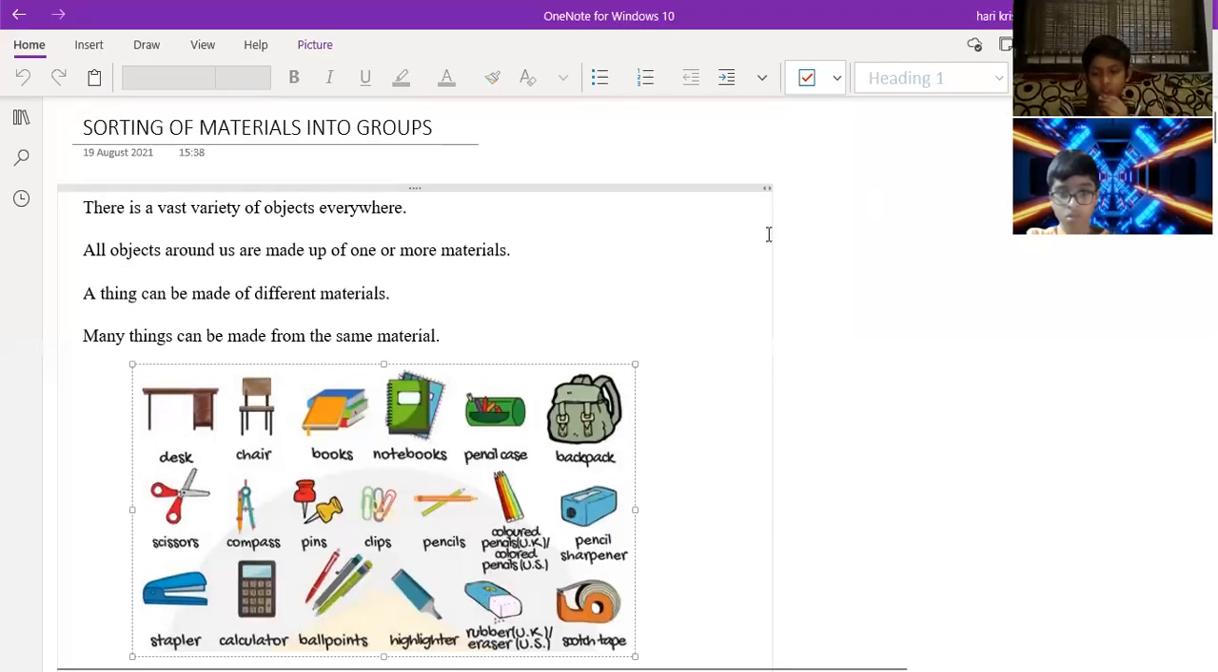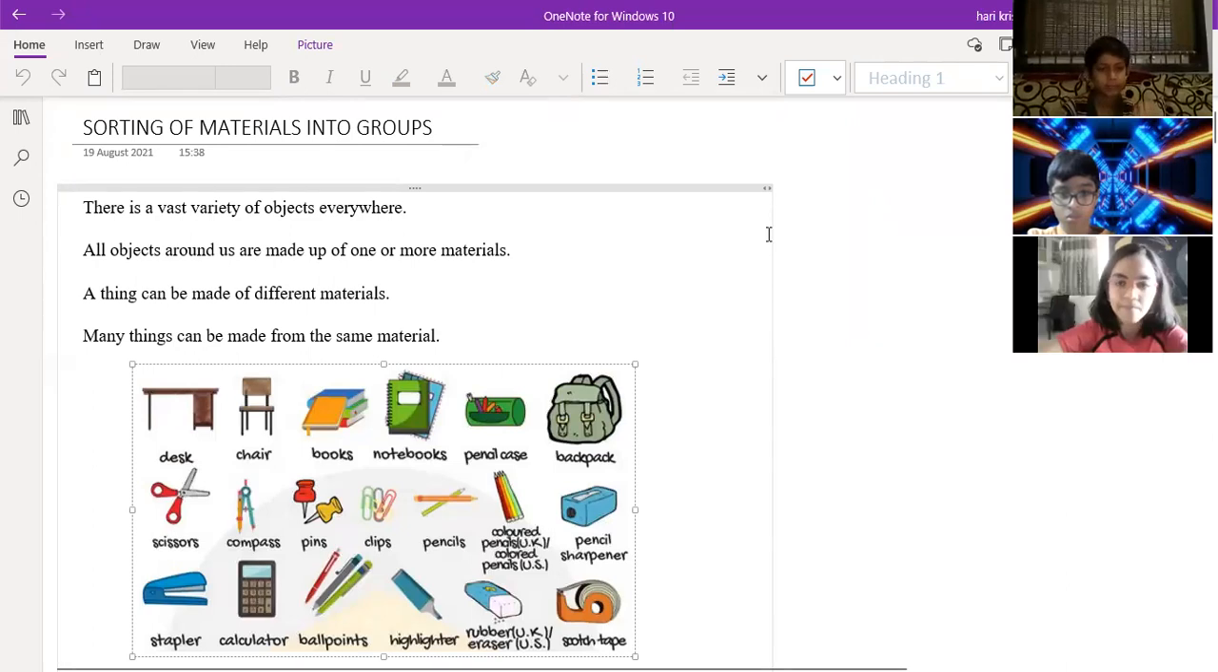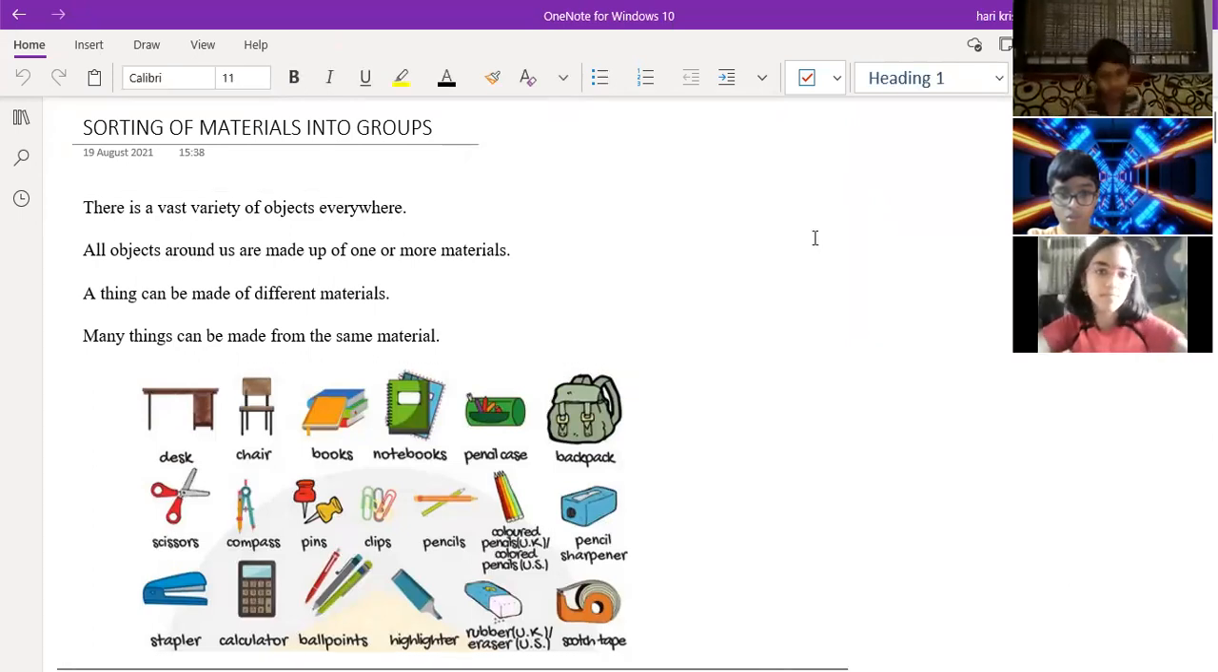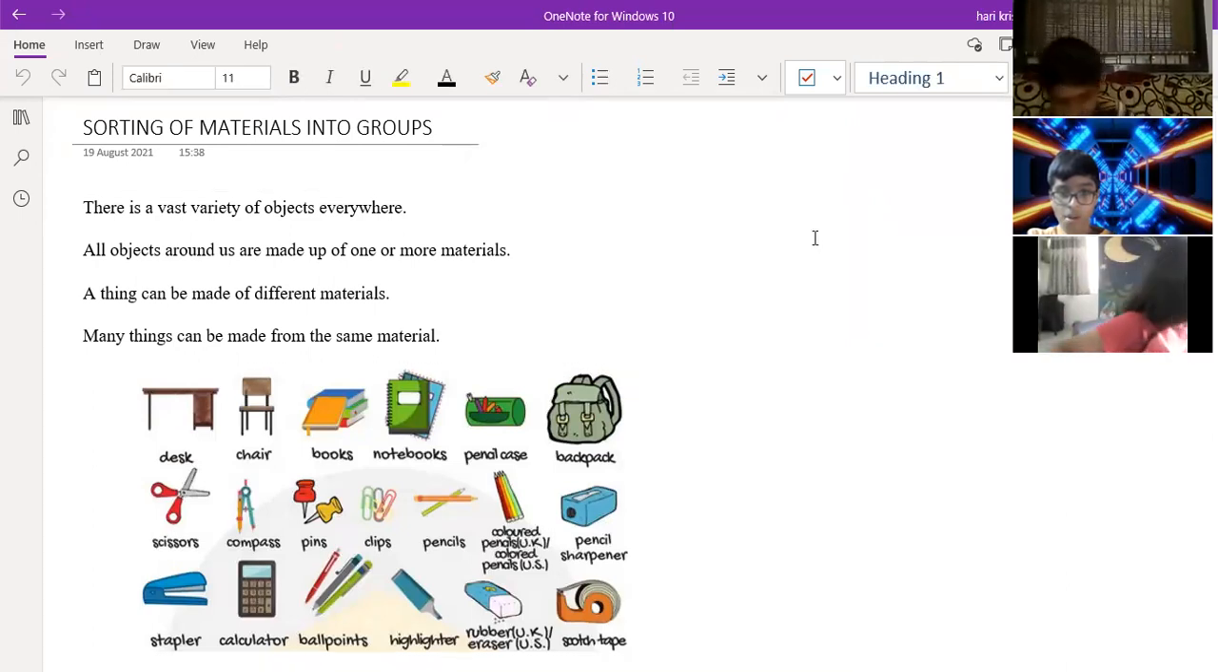So today our topic is the sorting of materials into groups. First, why do we need classification? Can you repeat the question? Why do we need to do the sorting of materials? To differentiate something, okay. Or to identify the substance easily. That's what I was going to say. And you can study the properties of the substance easily.